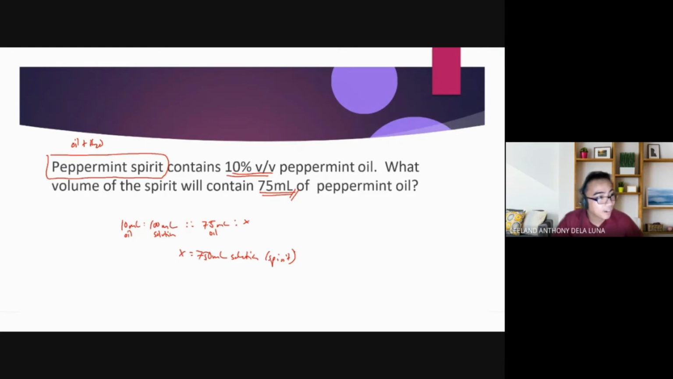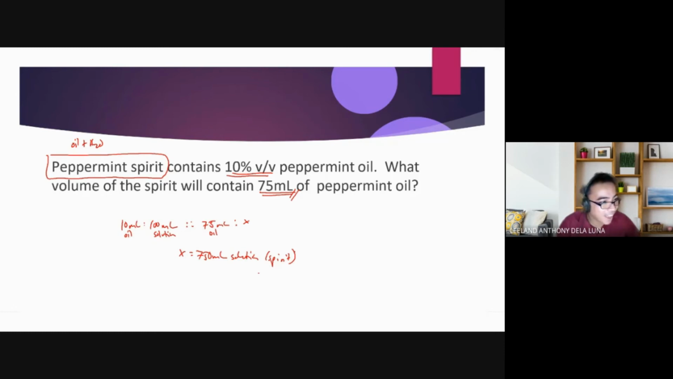Are we good? Okay, that's a peppermint spirit. So if I want to make, ubusin ko halimbawa yung 75 ml natin sa bote ko, gawin natin spirit lahat. Okay? So kailangan 10% yung solution. Gaano karami ang total solution dapat? So sabi natin, should be 750 ml. Oh, ito, try na rin natin. Gaano karaming diluent ang ilalagay ko? Gaano karaming tubig? How much water should I add to 75 ml oil to make a total solution of 750 ml?